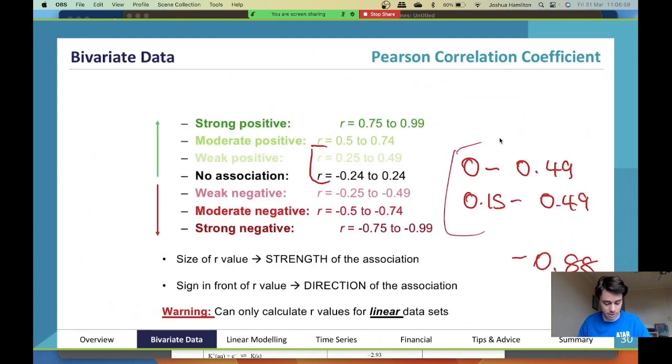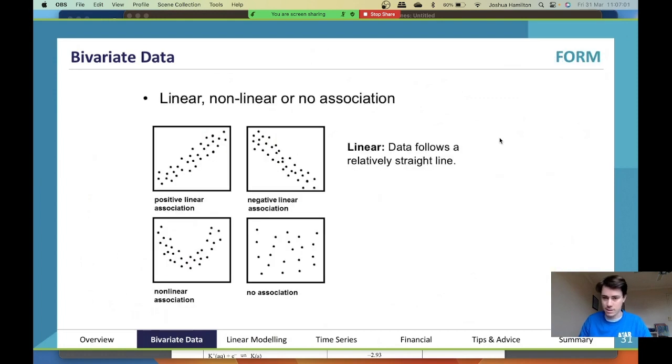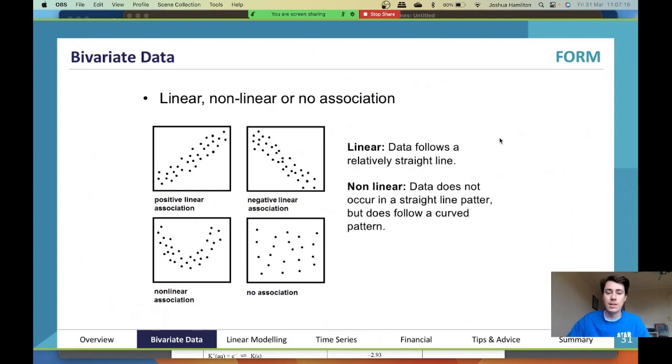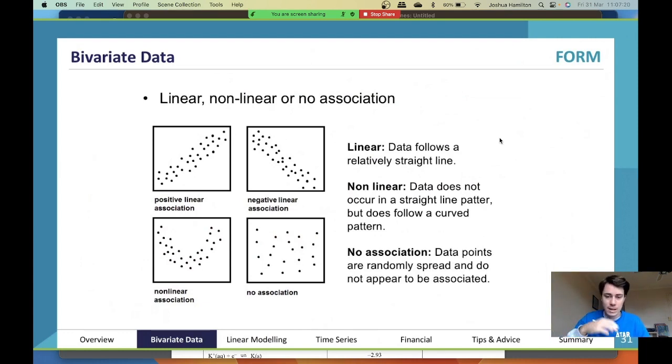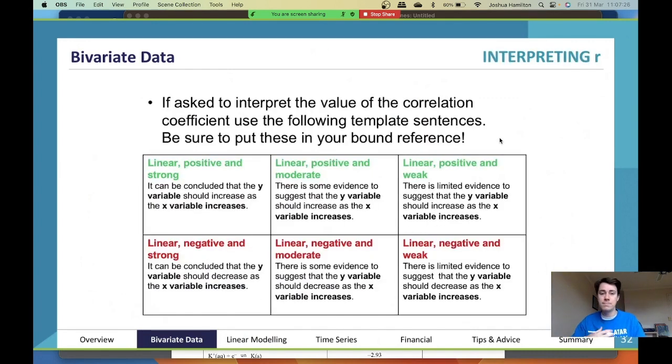So warning, you can only calculate R values for linear data sets, and we will discuss that. Then we have form. So form is whether it's linear, non-linear, or no association. You're going to assume it's linear unless it looks really bad, or unless your R value is no association. So linear data follows a relatively straight line, non-linear has a curve, and then no association is where the data points are randomly spread and do not appear to be associated.